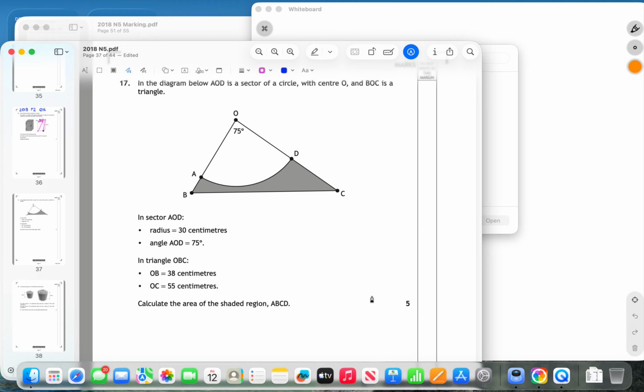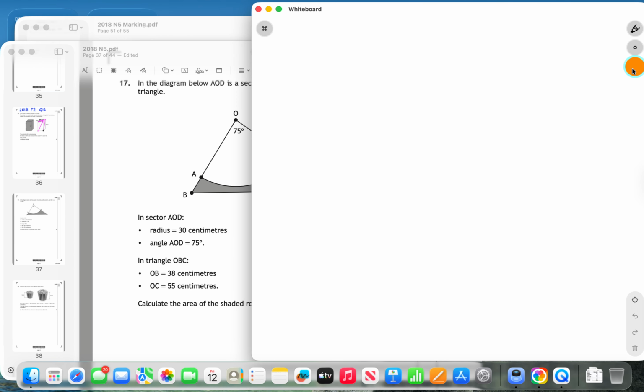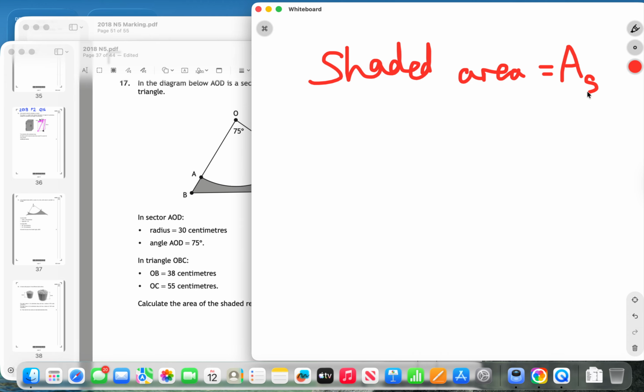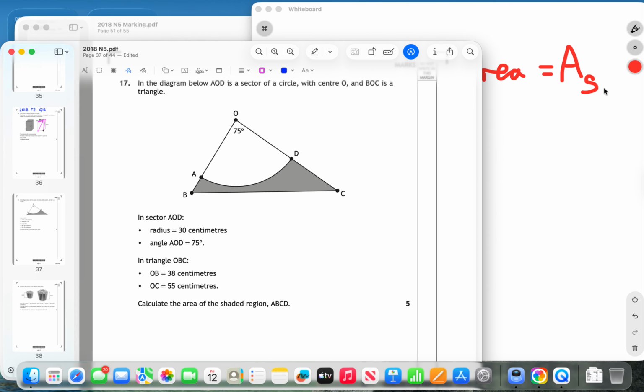So we have this shape and we have to find the shaded region. You notice we have a triangle and we also have a sector. So we'll say the shaded area, we're going to call this AS. We'll call that A with an S below that.